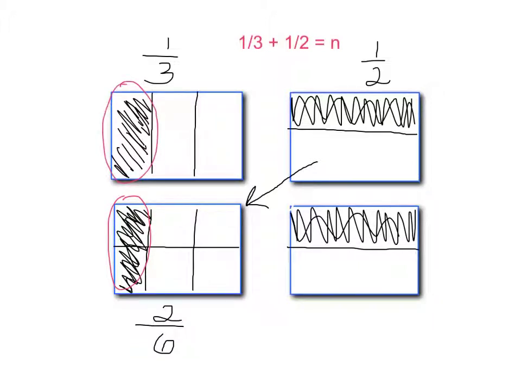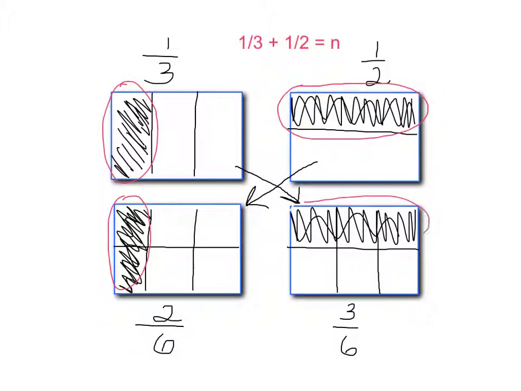Alright, I'm coming back over here. I'm going to take the lines from this rectangle and transfer them on top of this one. Now these lines have to go vertical, so I need my 2 lines going vertically. And I can see now that I have 3/6. So now I have made equivalent fractions. 1/2 is equivalent to 3/6. I've got 2/6 plus 3/6 gives me a total of 5/6. And there's my answer.